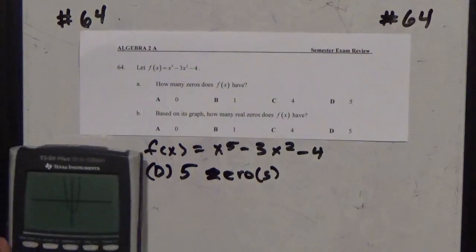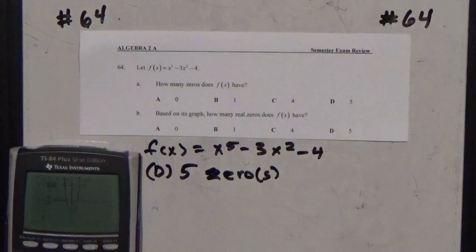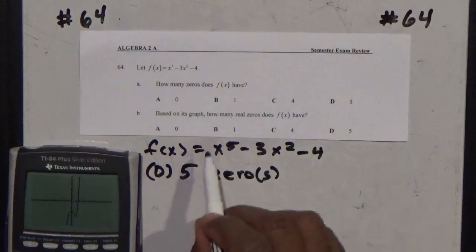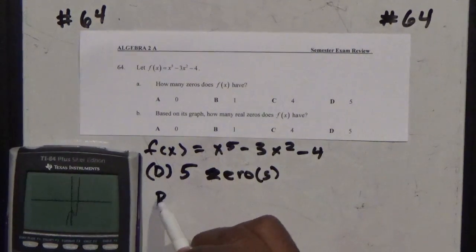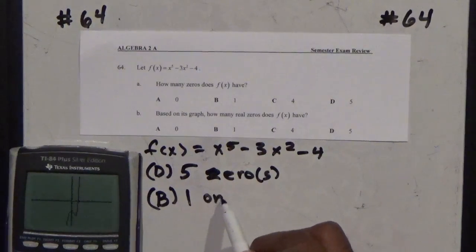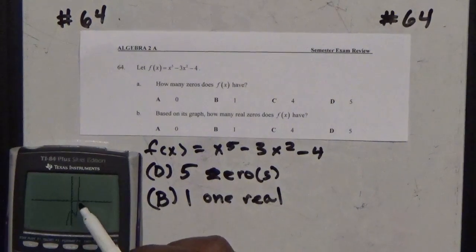How do we figure that out? Well, we have to base it on the graph. So let's go to the graph. x caret 5 minus 3x square minus 4. Graph it. All right, and from this graph, wow, it looks like it crosses the x-axis once. And if it only crosses it once, then based on the graph, how many real zeros do you have? Well, you have one real zero because you only cross the x-axis once.